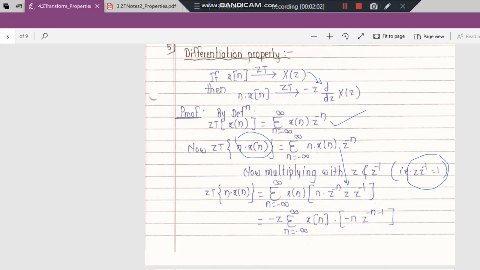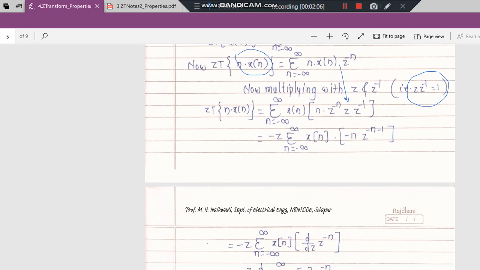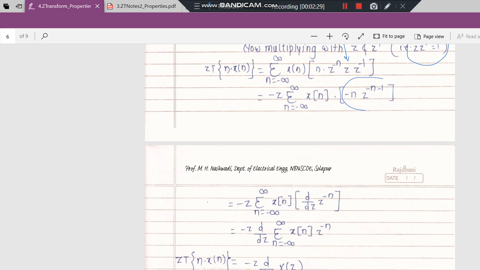So when we put this over here, if we take minus z outside, here we have to add a minus sign, so that minus into minus becomes plus. And in this equation we can have z raised to minus n minus 1, because one z we have taken outside. Now if you see here, this is nothing but the derivative of z raised to minus n. So what is the derivative of z raised to minus n with respect to z? It is minus n z raised to minus n minus 1.